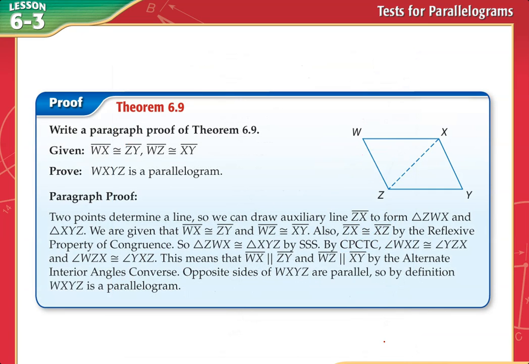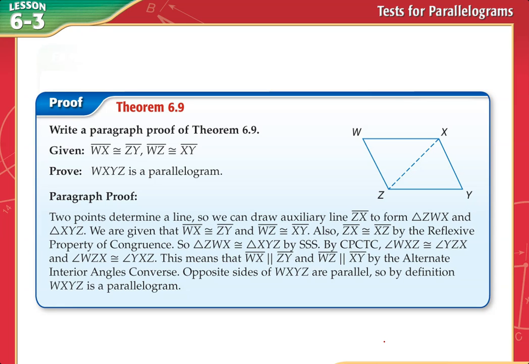Okay, and here is theorem 6.9. Proof of it: if WX is congruent to ZY, and WZ is congruent to XY. So that was the first one. Just take a look at that. We're not going to have to prove it, but we are going to determine whether the quadrilateral on the next slide is a parallelogram.